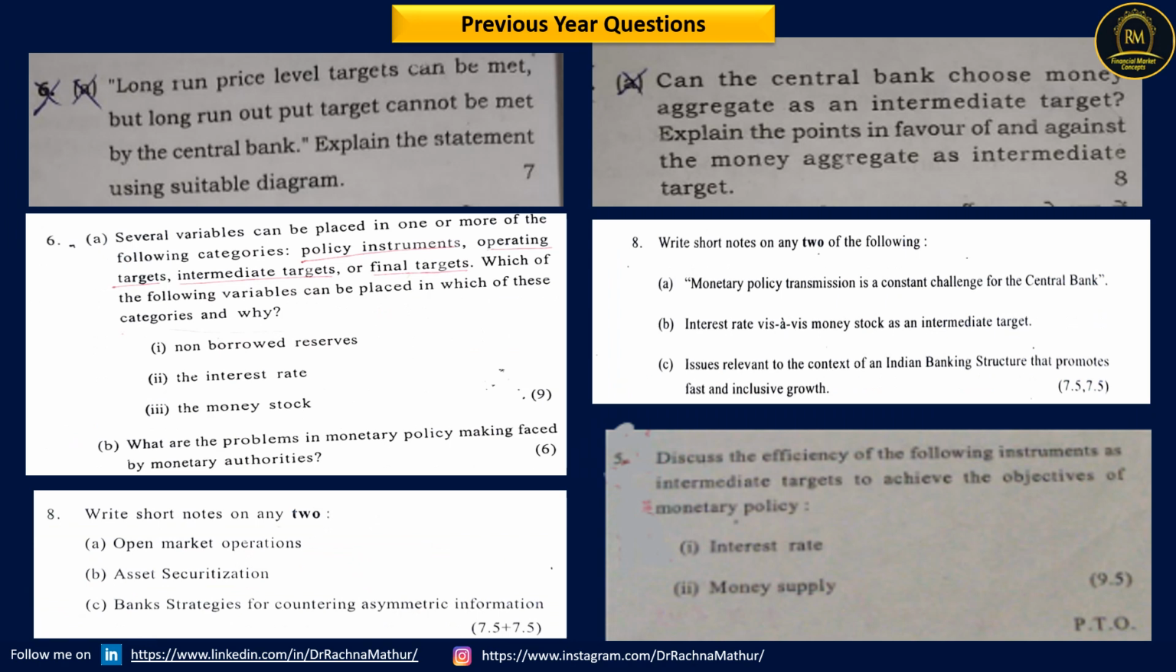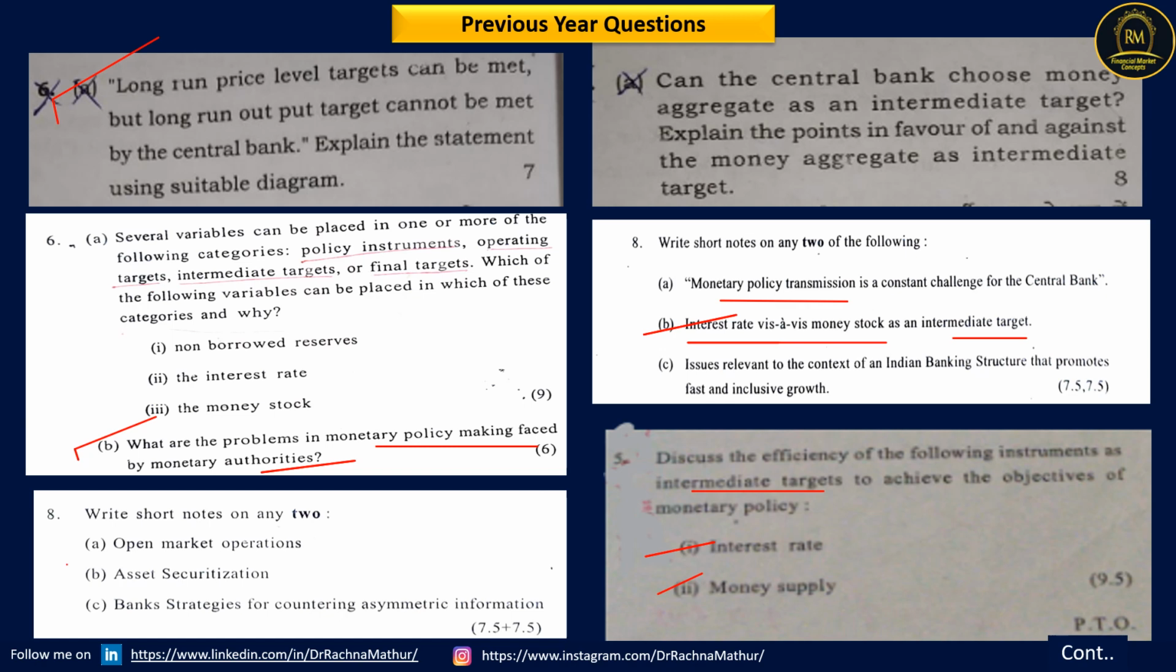So coming on to some more questions, again the question on intermediate target, interest rate target and money supply target. These questions are repeating every time. The monetary policy transmission, interest rate and money stock target as an intermediate target. Again, the same question is repeating. Long run price target can be met, but long run output target cannot be met. This question again. Again, the discussion on the problems of monetary policy making faced by the monetary authority. So basically, it is talking about the lags in monetary policy.